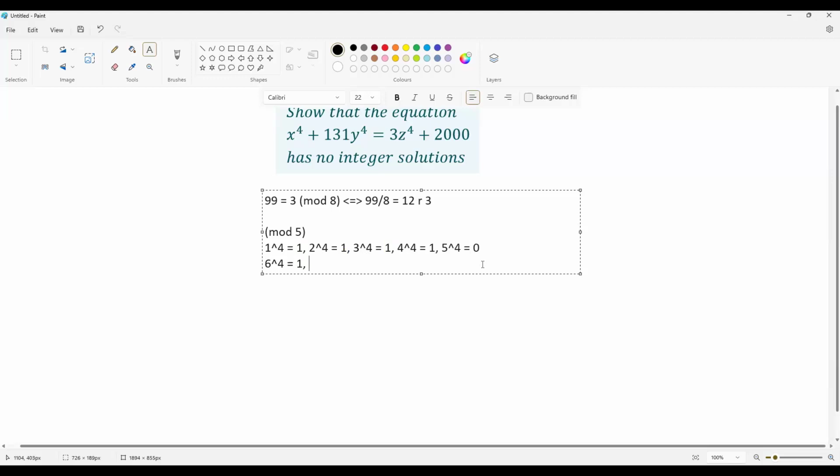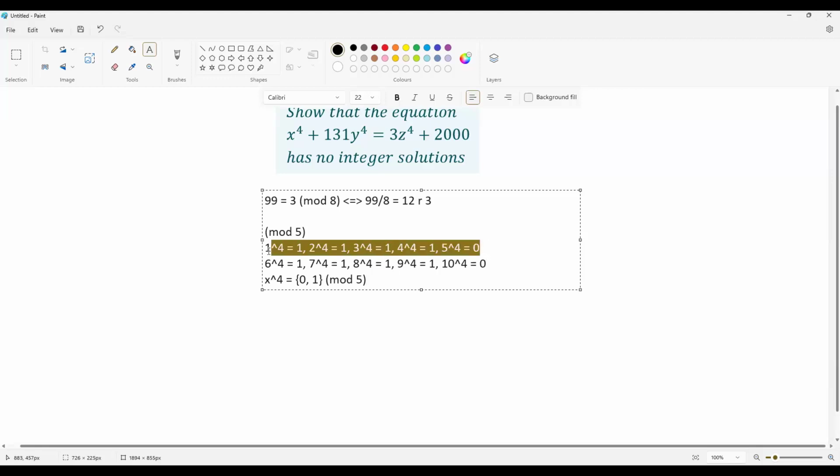6 to the power 4 congruent to 1, 7 to the 4 congruent to 1, 8 to the 4 congruent to 1, 9 to the 4 congruent to 1, 10 to the 4 congruent to 0. Okay, so this is our hypothesis, right? A power of 4 is always congruent to 0 or 1 mod 5. And this line proves it, right?